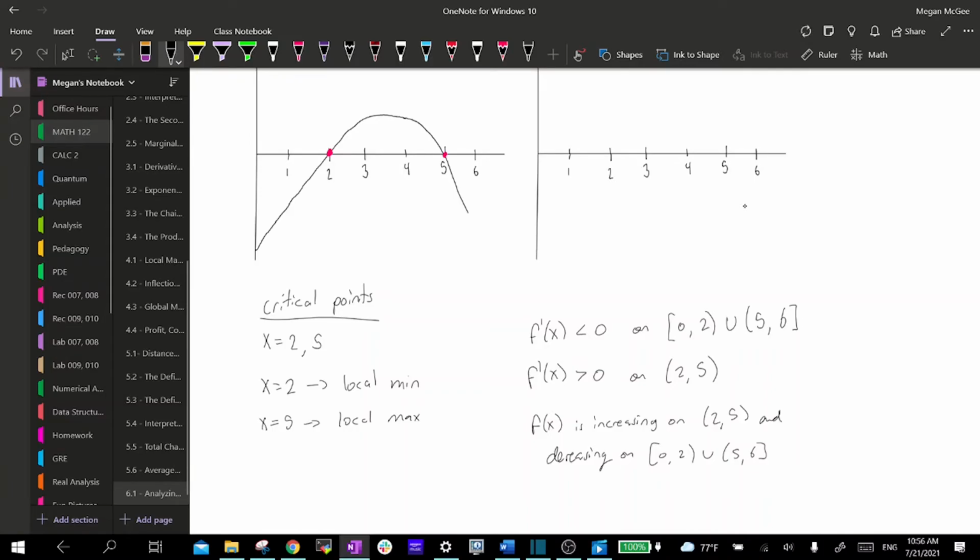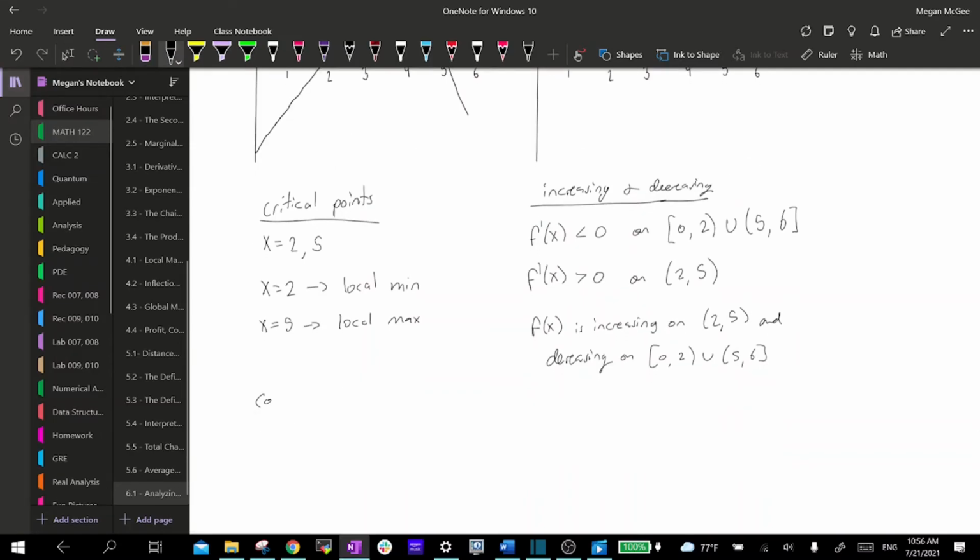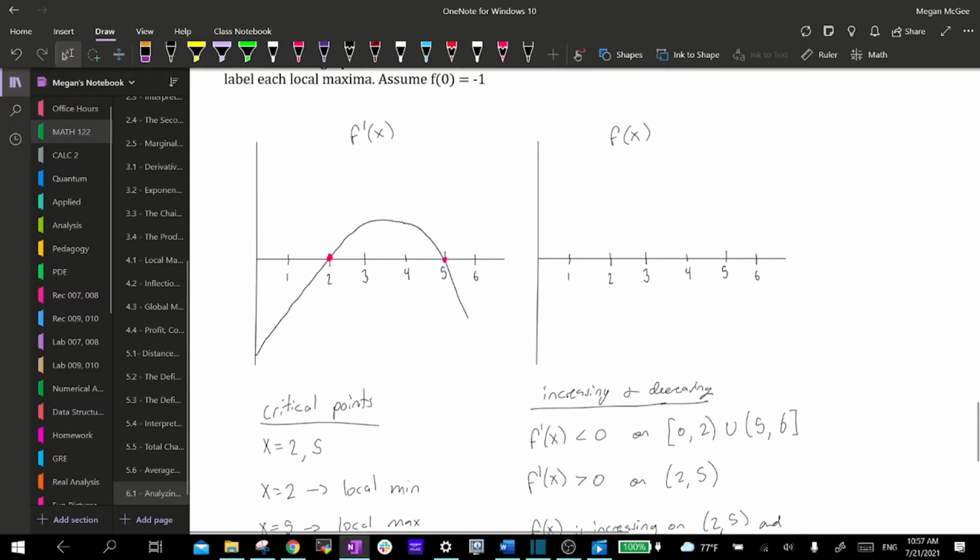What else can we find out? How about concavity? All right, so we found the critical points. We found the increasing and decreasing. How about concavity? Well, we know that the second derivative tells us about concavity. So we can look at the graph of our first derivative and examine its derivative by looking at tangent lines, right? So over here we have a positive tangent line, and over here we have a negative tangent line.